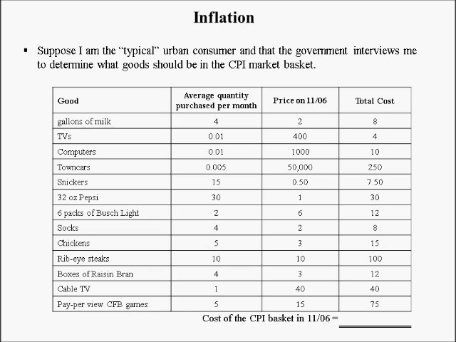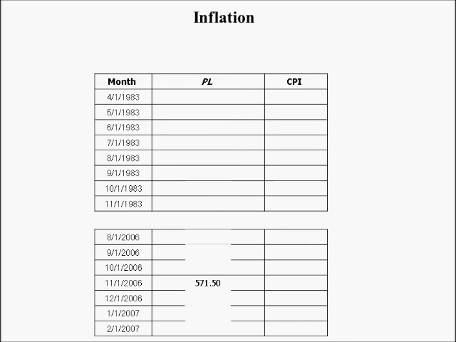Now, if I'm the typical urban consumer, and this is what I typically spend my money on each month, then the price level, or the cost of the CPI basket in November of 2006 would be $571.50. That's what we call the price level. The price level is the cost of the market basket. Okay, so the price level in November of 2006 is $571.50.